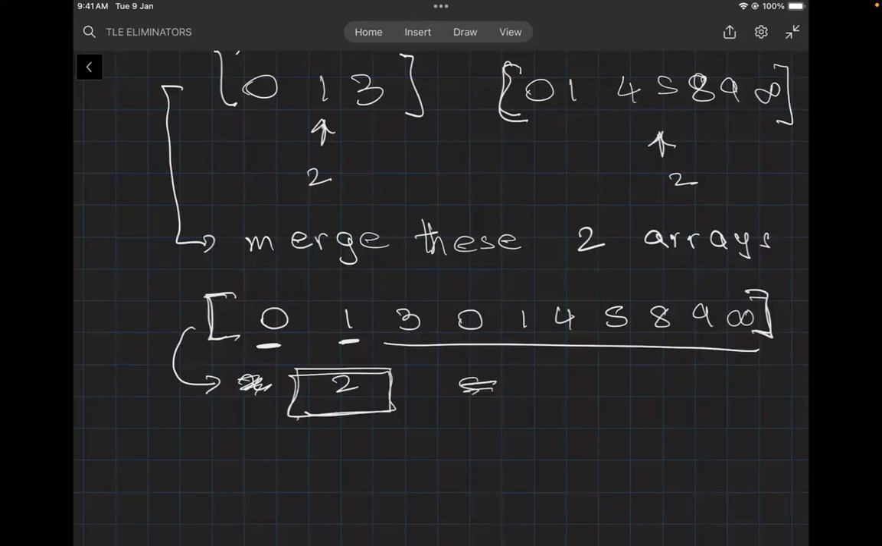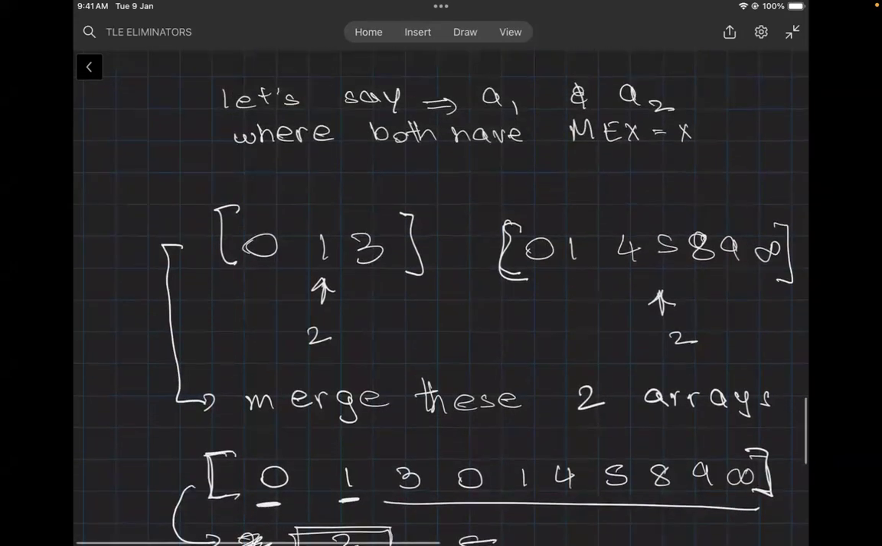Does it make sense to you guys? Now I will try to give you some intuition why this works. In both arrays, all numbers from 0 to 1 are there.